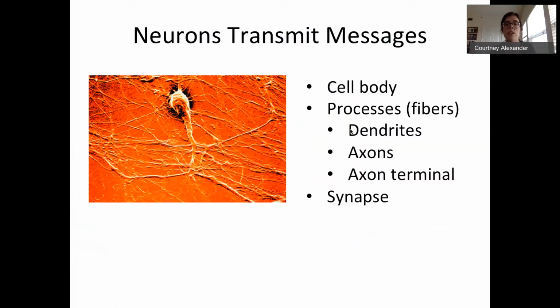Now let's focus on our neurons. Neurons are kind of like the main cell of our nervous system, and they are the ones that transmit the electrical messages. They have a main cell body, which houses the nucleus, and then they have all sorts of processes or fibers that protrude out from that cell body. Dendrites receive signals, and axons send out signals. Axons are going to end in an axon terminal, which will then synapse or connect with another tissue or neuron.